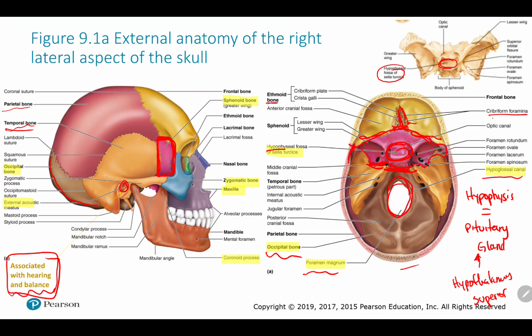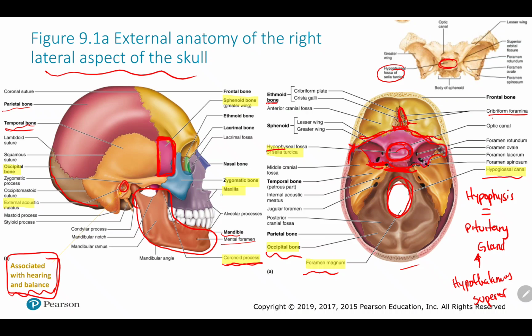So let's also now talk about those facial bones, right? You want to remember this lateral image of the skull because you will be asked to label these. Let's start with the lower jaw, which is going to be the mandible. This large mandible right here has the coronoid process. It also has the mental foramen.